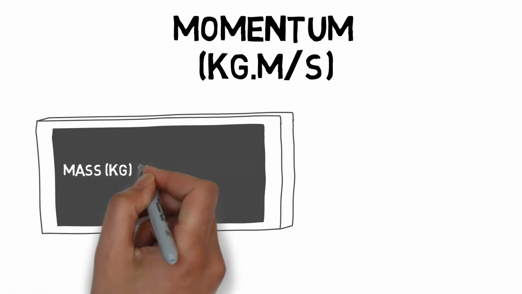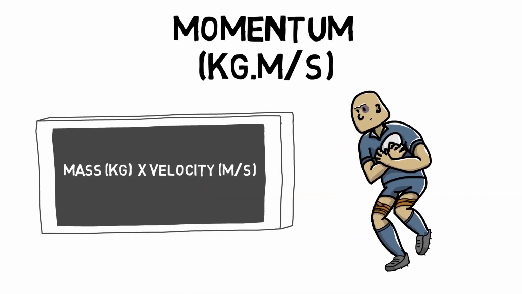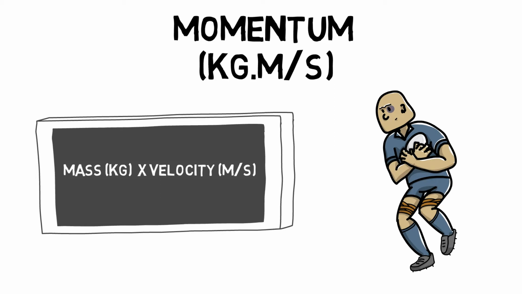Momentum is a concept off the back of Newton's second law, which can be calculated by taking momentum equals mass times velocity. A 100-kilo rugby player, or NFL running back for example, will be much harder to stop running at speed compared to a 50-kilo jockey or marathon runner.